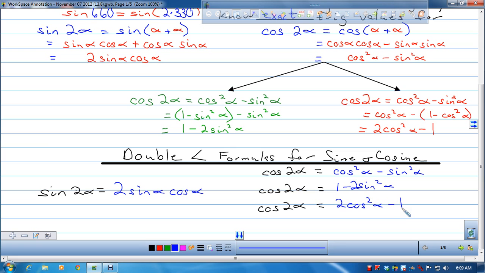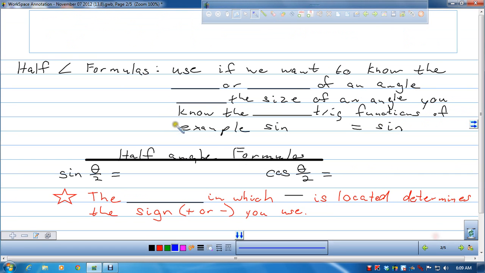Okay, we'll move along to the half angle formulas, and then we'll get to some examples. Half angle formulas. We're obviously going to use this if we want to find the sine or cosine of an angle that is half the size of an angle that you know the exact trig function of.